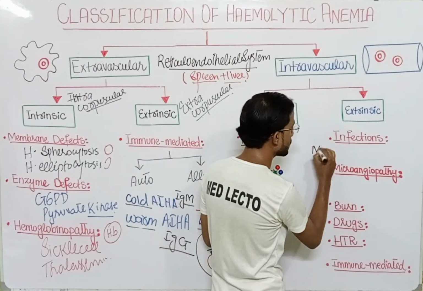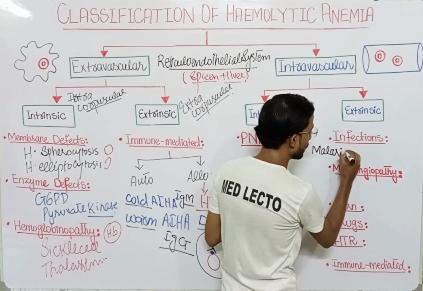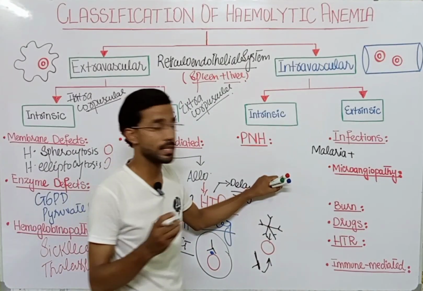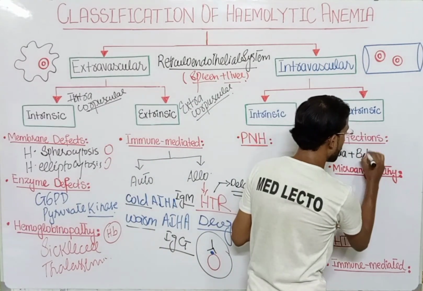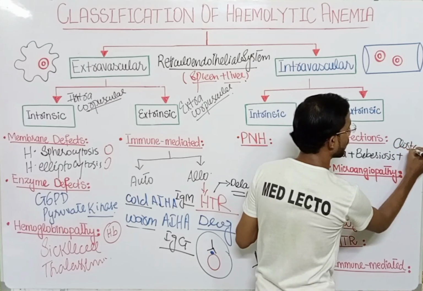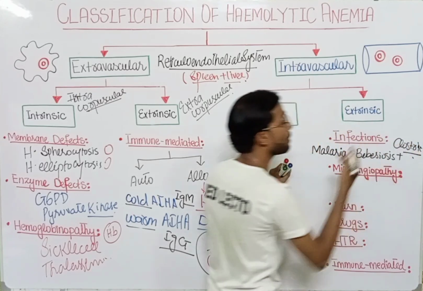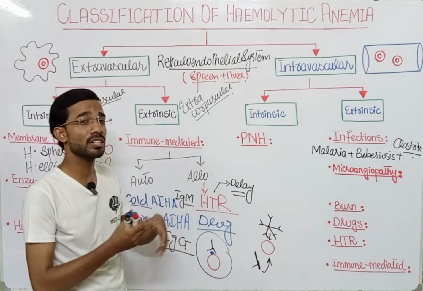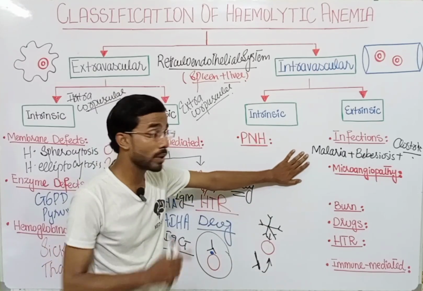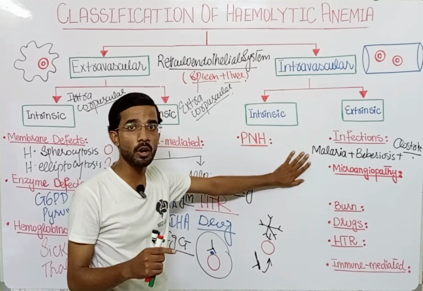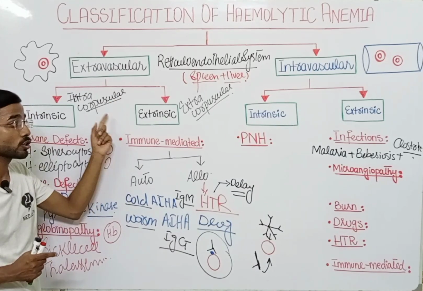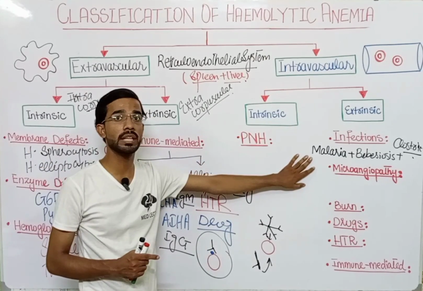You will see the intravascular hemolysis. First is malaria. Okay, that's the most important thing. You can also see the tick-borne diseases like babesiosis, or you can say Clostridium bacteria. There are basically a lot of different situations in which you will see the hemolysis. In malaria, you can see the intravascular hemolysis, or you can also see the extravascular hemolysis as well. So here are basically the different situations about malaria.